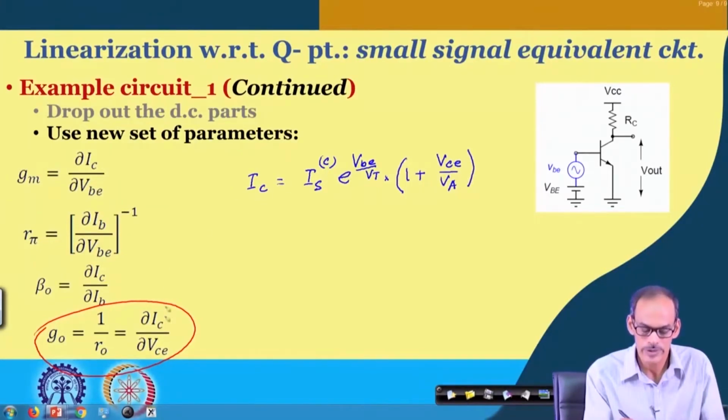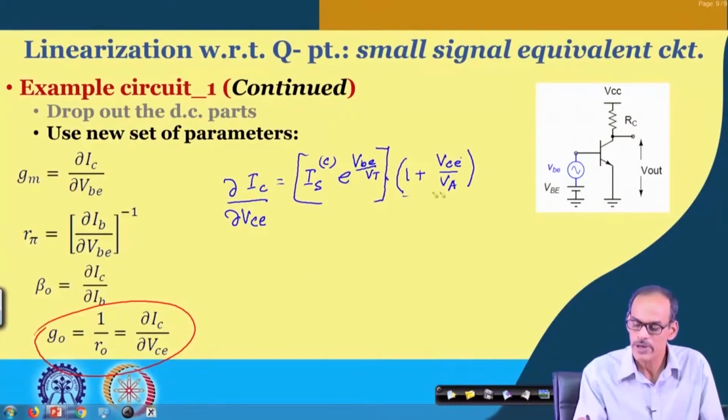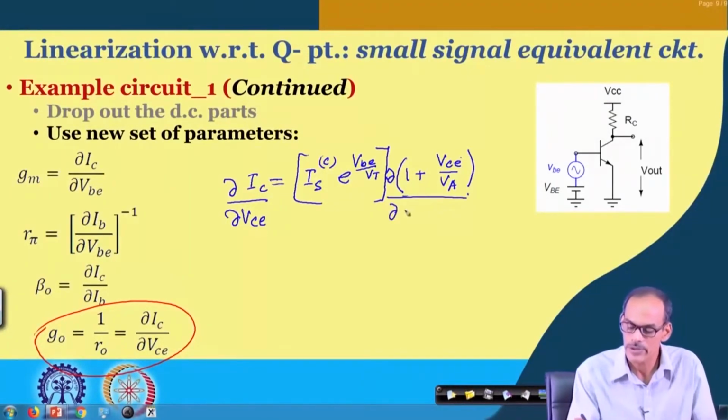Now, if I take the derivative of this equation, particularly the partial derivative with respect to V_CE, since we are changing only this one, not this one, you may say that this part remains constant, only this part will be changing. So if I take the derivative of the whole thing, this part will be taken out, and then we do have the partial of this part divided by the partial of V_CE, and that gives us I_SC into e to the power V_BE by V_T, divided by V_A.